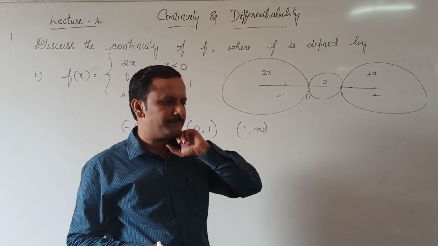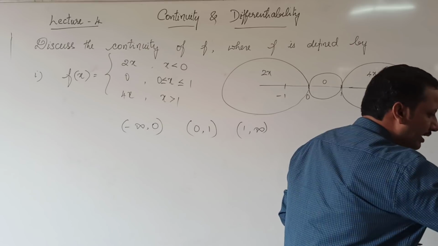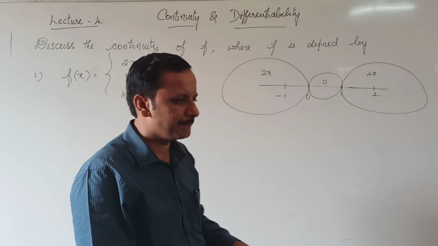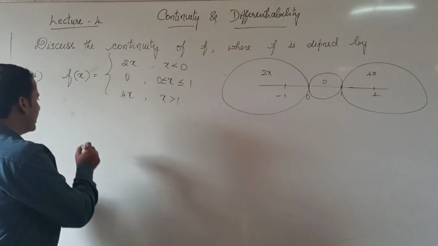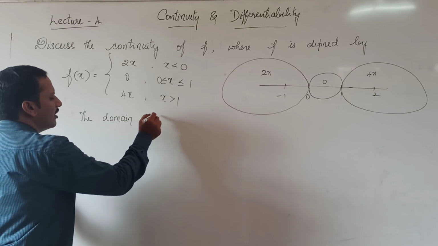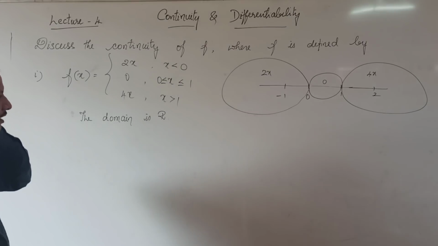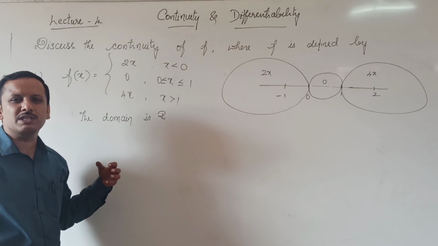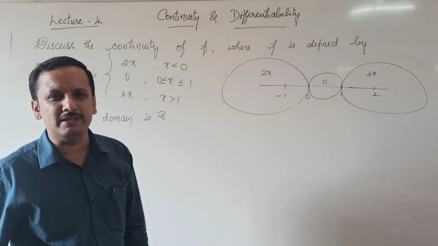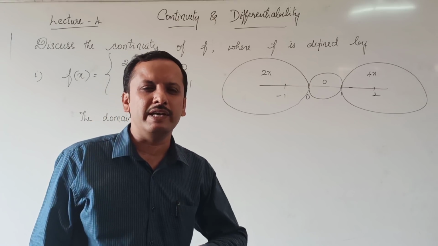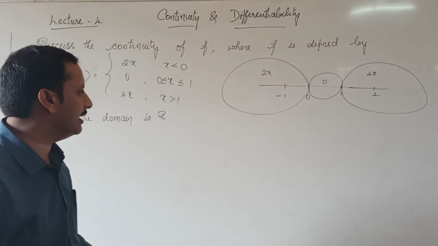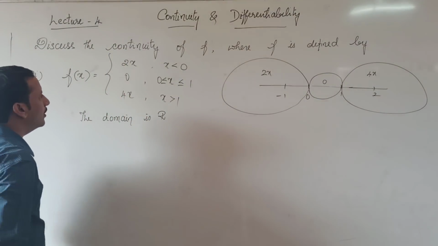Okay. So now before I check at 0 and 1, if this question is asked in the exam, then what we should write is the domain is R. So here they have not asked us to check where it is continuous or what are the points of discontinuity. The question is to discuss the continuity of this function. So discuss means you have to discuss it everywhere. I mean, starting from minus infinity to plus infinity, what happens in which interval, where it is continuous, where it is discontinuous, all those things you have to write in detail. The domain is R. Okay, fine.